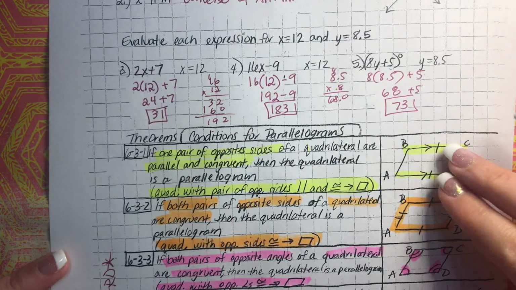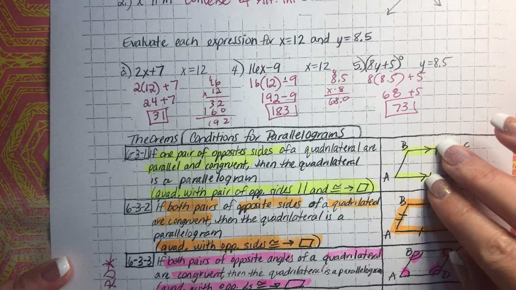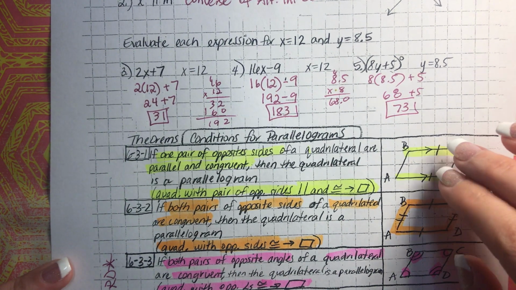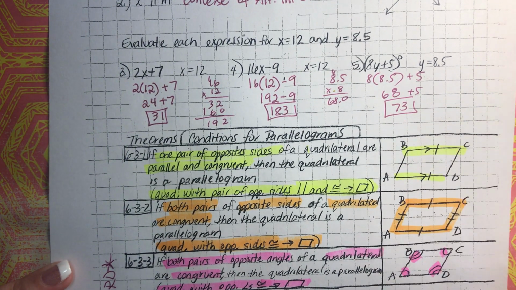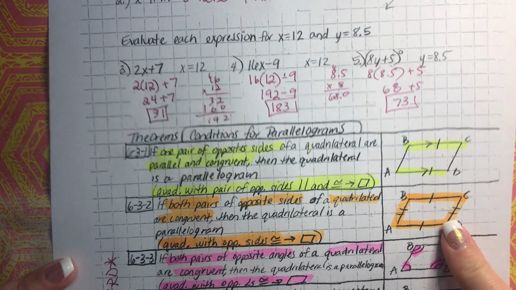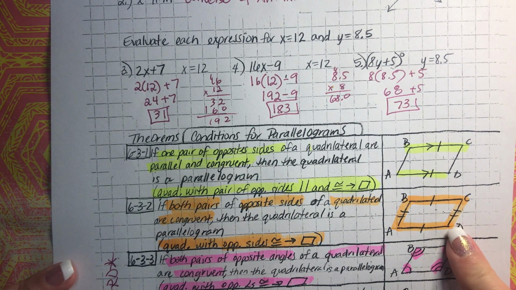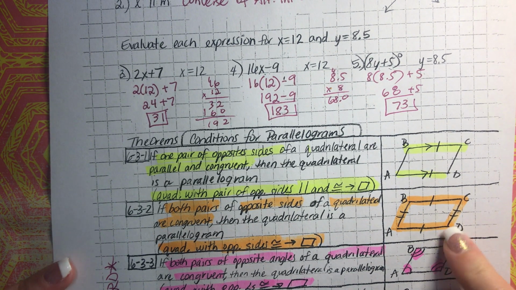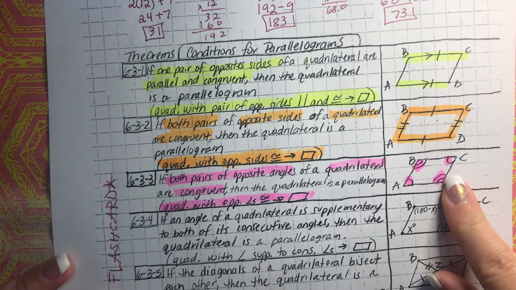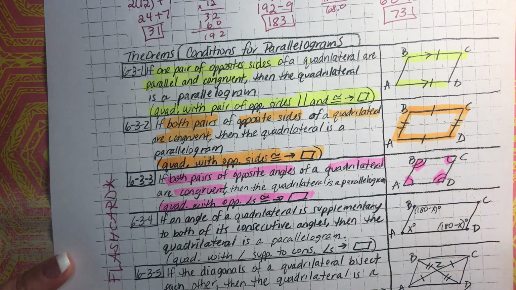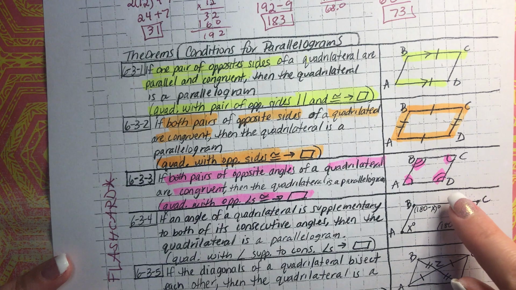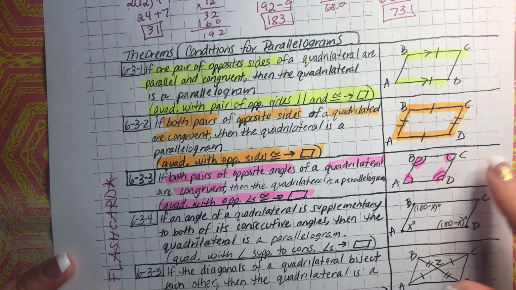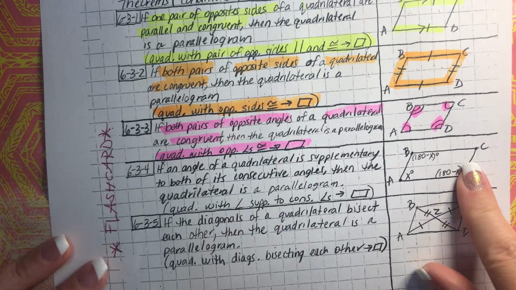Okay, so far we have, if you have one set of sides that are congruent and parallel, boom, it's a parallelogram. If you have both pairs of opposite sides that are congruent, then it's a parallelogram. If you have both pairs of opposite angles that are congruent, then we have a parallelogram. Okay, let's look at this one.